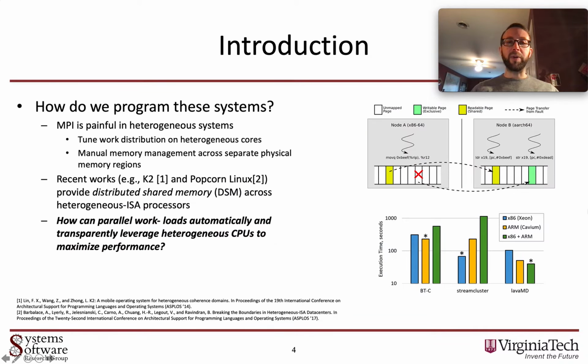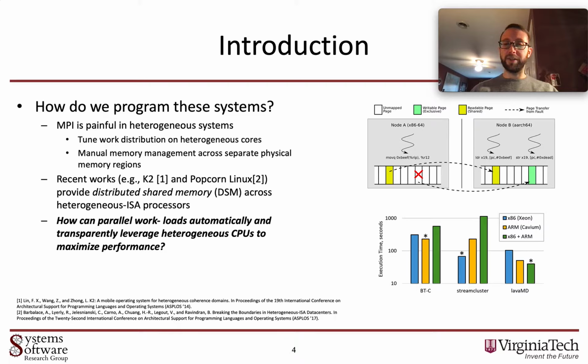The question that naturally arises when integrating all these heterogeneous computing elements together is how do we best program these systems? So a natural first choice would be MPI, which has been called the assembly language of high-performance computing. MPI is especially painful in heterogeneous systems. First, MPI requires users to manually tune the work distribution across these heterogeneous cores, which becomes even more painful as different applications can perform differently on these different processing elements. Additionally, users must manually manage their memory that goes along with this workload across separate physical memory regions.